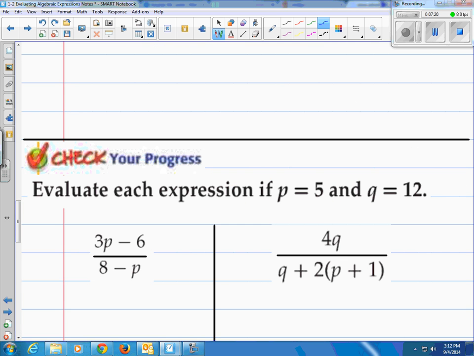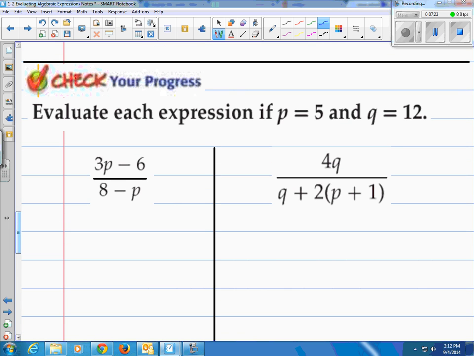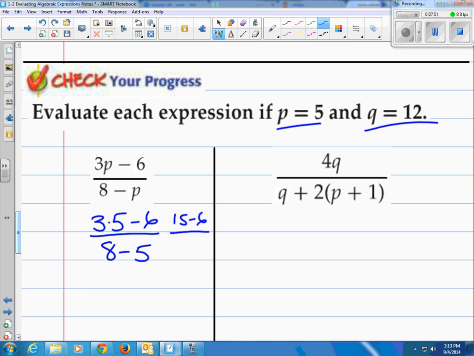Why don't you give it a try down here on these two problems when P is 5 and Q is 12. So stop the video and you can try it on your own. Here's me doing it. 3 times 5 minus 6 all over 8 minus 5. So now on the top we'll have 15 minus 6, and on the bottom we'll have 8 minus 5, which is actually 3. 15 minus 6 on top is 9, so we end up having 9 on top and 3 on bottom, which then is 3. There's our answer.